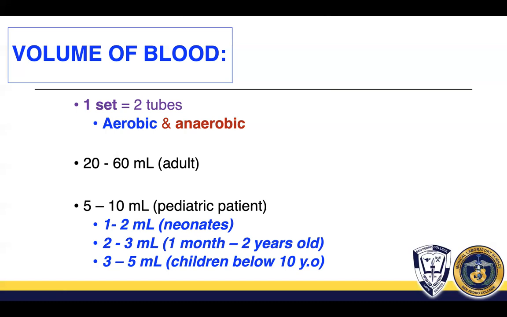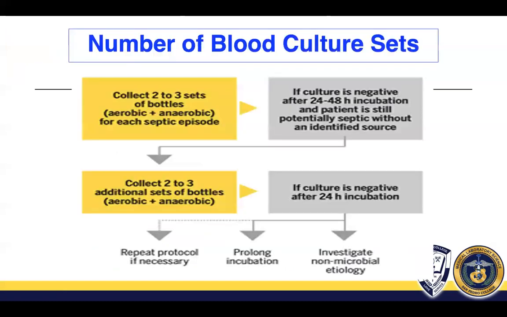For pediatric patients, you can go as low as 5 to 10 ml. For neonates, it's about 1 to 2 ml. For 1 month to 2 years old, 2 to 3 ml. And for children below 10 years old, 3 to 5 ml.